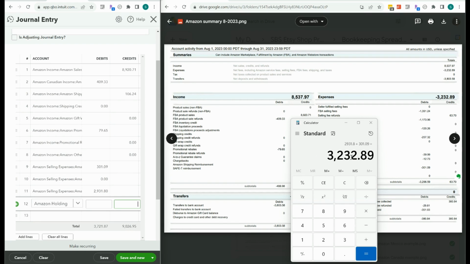So now I need to do a little bit of math. I've got a credit of $9,026.95 in my credit column of my journal entry. I'm doing minus $3,721.87 in my debit column. The difference is $5,305.08. I need to put that on the debit side because the debit side is short. $5,305.08. And my debits and my credits are equal, and I should be in good shape. So I'm going to hit save and close.